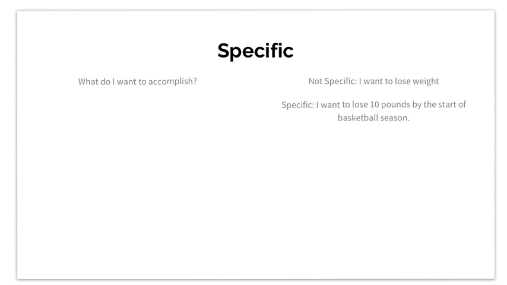So S stands for specific. What do you want to accomplish? So you have to begin with a self-assessment. Look at your life and see what you want out of it.